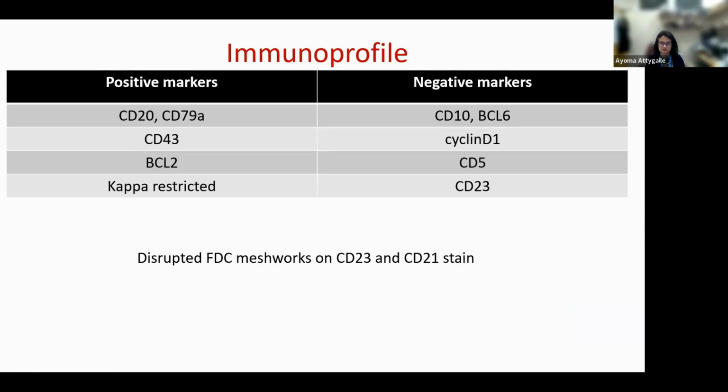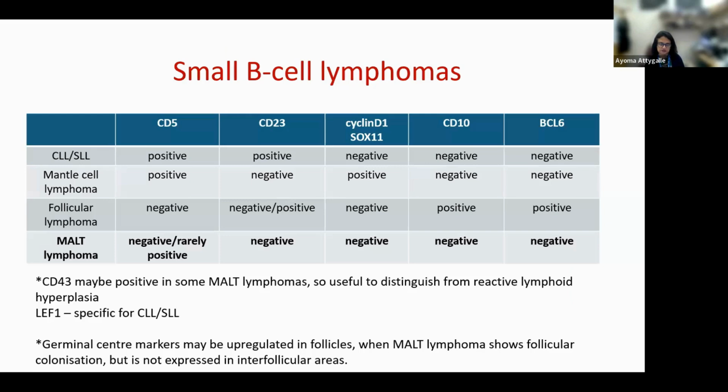Negative markers were the germinal center markers, cyclin D1, CD5, and CD23. And you saw these expanded and disrupted FDC meshworks, which were seen on the CD21 stain and also on the CD23. So this is the table that I showed you.